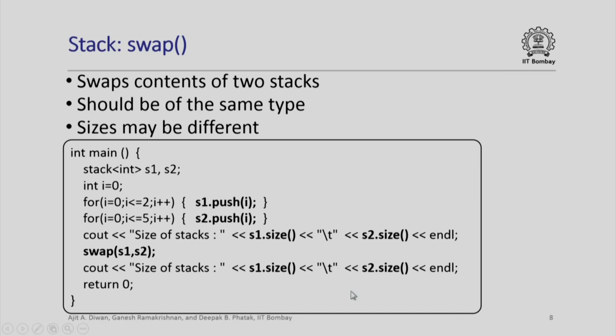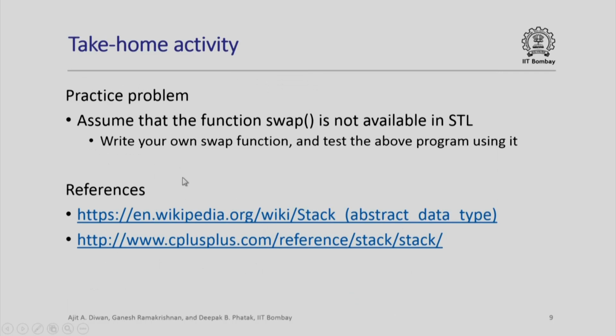For the time being, we note that if the function swap is not available in STL, we would end up writing a whole large program to achieve this swap. So, as a practice problem, I suggest that you try to write your own swap function, assume that it is not available in STL, and test the above program using that swap function. So, this is an exercise which I request you to try out.